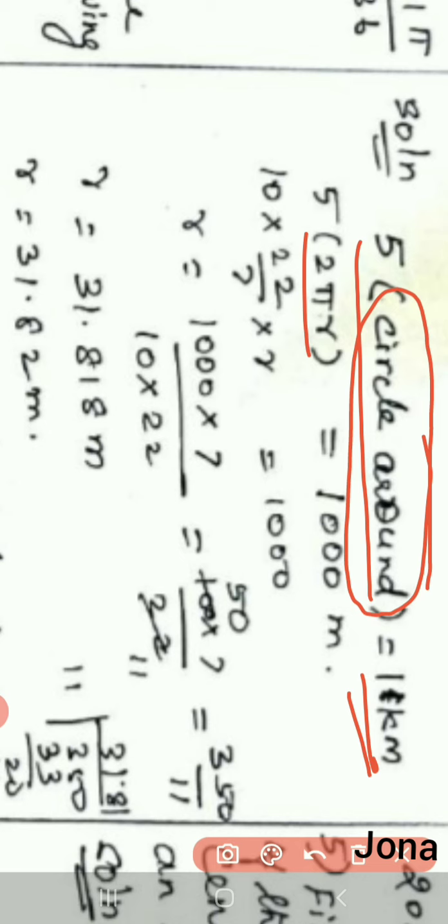So 5 into 2 pi r equal to, that kilometer we can convert into meter, so that it is 1000 meter. Here I want to find the value of r, isn't it? So I want to put the value of pi also here. We know that pi is nothing but 22 by 7. Here 5 2s are 10. So 10 into 22 by 7 into r equal to 1000. I want to find the value of r.